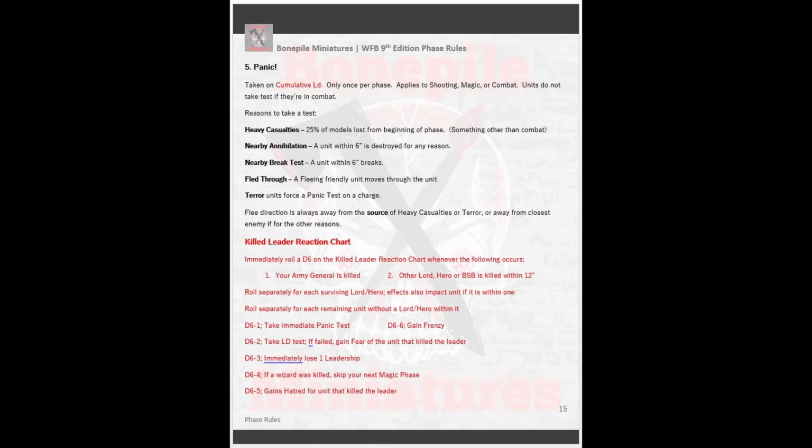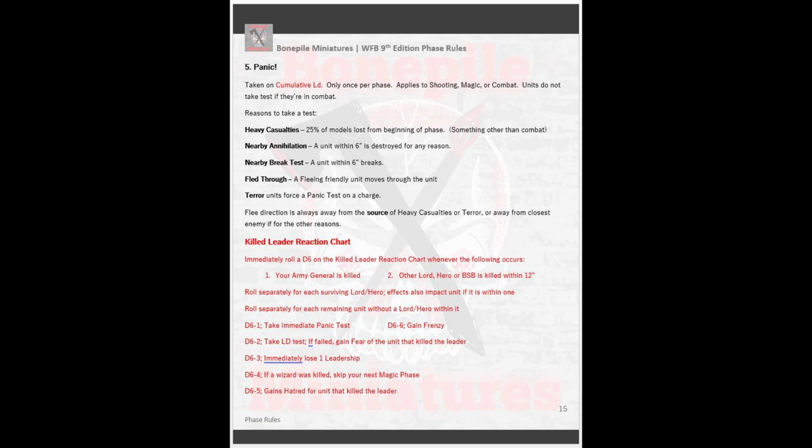Okay, so let's move on to the next page, and this is the last page on this chapter of the turn phases. So under the panic rules, there is a note to remind you to take your panic test on your cumulative leadership as already mentioned. And then after that, we take a panic test for all the same reasons as in 8th edition. There's no changes there. And then after the panic test, we've added one more rule that we've come up with, which we call the killed leader reaction chart.